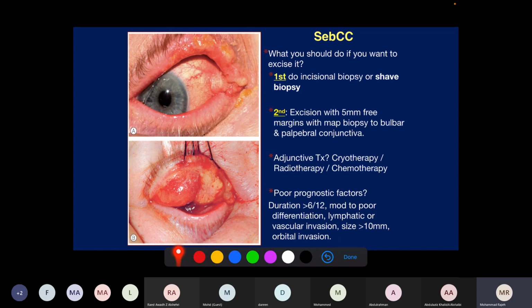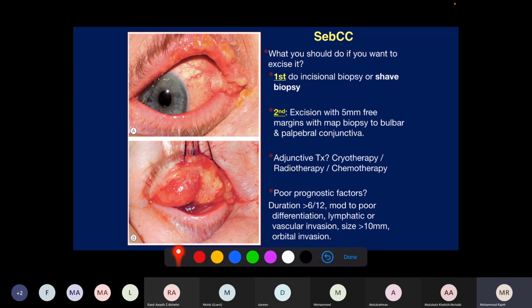So basically, you do an incisional or shape biopsy and confirm the diagnosis. The excision, it's okay, Said, I will send it to you. You don't need to. The excision margin should be 5 mm wider than basal cell carcinoma. You don't need to mention map biopsy unless you get asked about map biopsy.